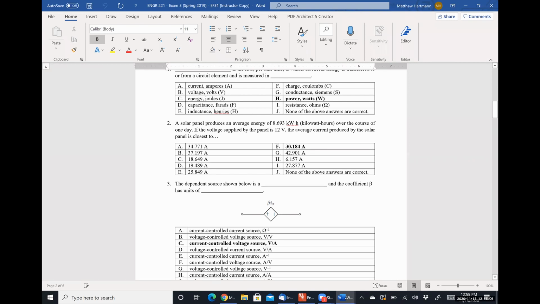Okay, so I give you energy, and I give you a time of 1 day. So energy, which is W, divided by time is power. If I divide power by voltage, I get current. Done.